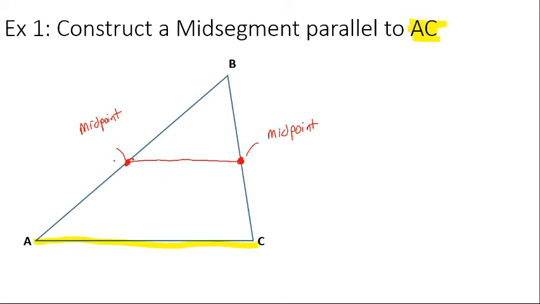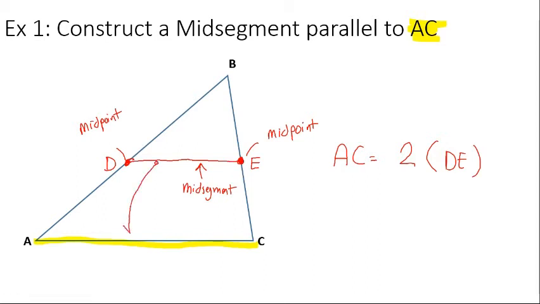So we're going to call them different letters. So we're going to say this is point D and E. So this right here is the mid-segment. And what we say here is we say that AC is 2 times DE. Just remember, if we go from here this way, we multiply by 2. And if you go from here this way, we divide by 2.